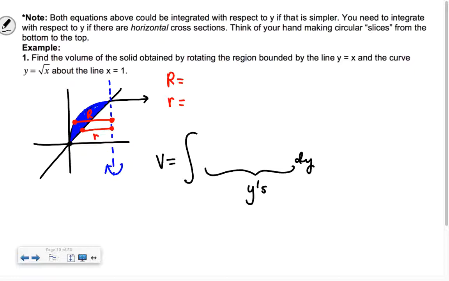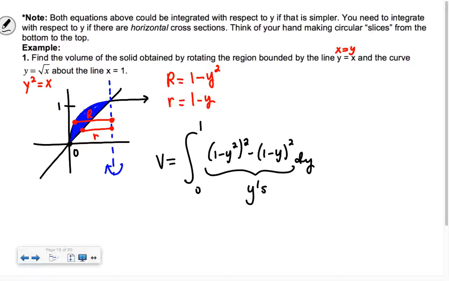My y is going to go from 0 to 1. My outer radius is going to be right side, which was 1, minus left side, which is what? Exactly. I'm going to square both sides and get y squared equals x. So 1 minus y squared. And then that inner radius is going to be what? 1 minus y, the same as x equals y. So when we set it up, we have the integral of (1 minus y squared) squared minus (1 minus y) squared.